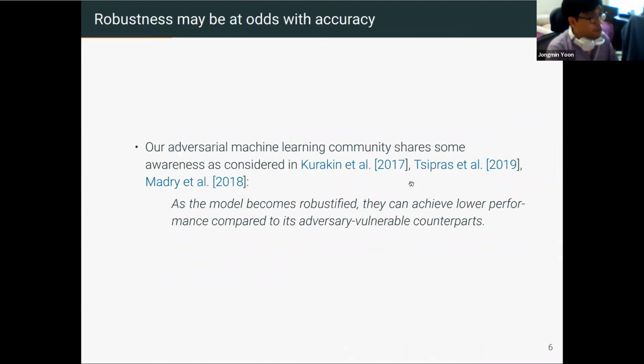However, we know that this kind of adversary training, our adversary machine learning community shares some awareness considered in some seminal works. When we work with adversary training, as the model becomes robustified, which means that the robust accuracy becomes higher, it can achieve lower performance compared to its adversary vulnerable counterparts. Adversary vulnerable counterparts means models that are very weak with respect to the adversary attack models, but get high performance in standard accuracy.